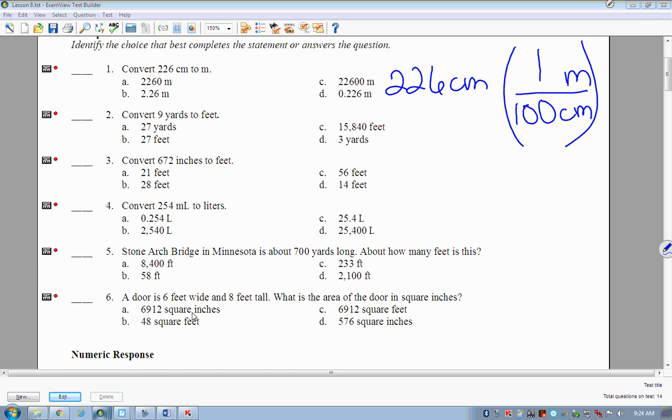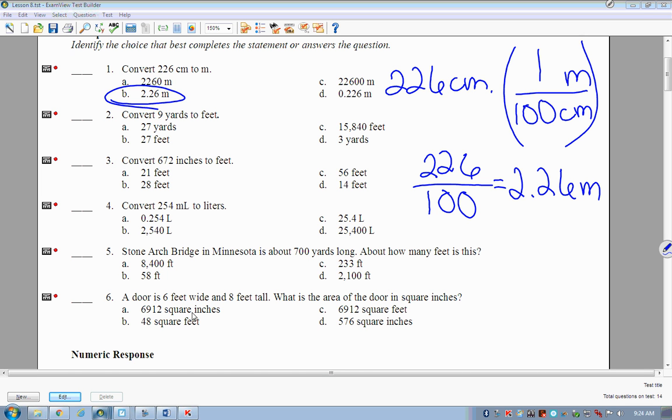So am I changing the value? My goal is not to change the value. My goal is to change the unit. So I'm going to take 226 times 1 over 100, which is really 226 divided by 100, right? So what do I get when I take 226 and divide it by 100? 2.26 meters. Okay? What did I say we got out of here? All right. Let's try to do at least one more, okay?